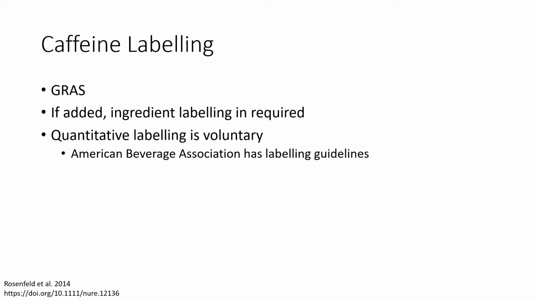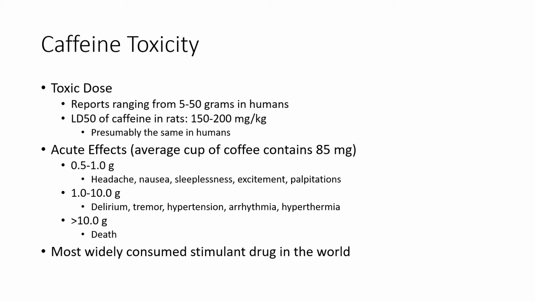So caffeine is a GRAS product, that's generally recognized as safe. If it's added, you must list it as an ingredient in your product, but you don't actually have to do quantitative labeling. So it's actually voluntary. And the reason we see that so often is because there's guidelines by the American Beverage Association suggesting how to label caffeine. So normally you see milligrams per serving on a label.